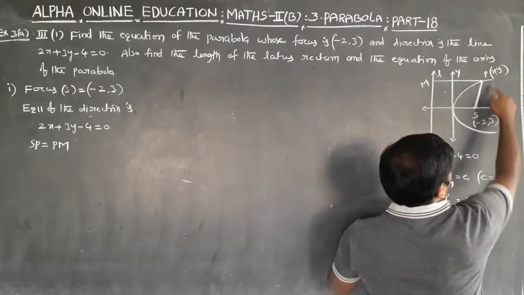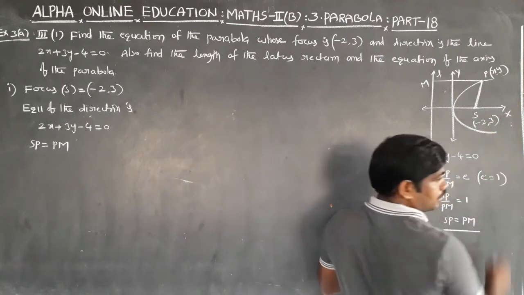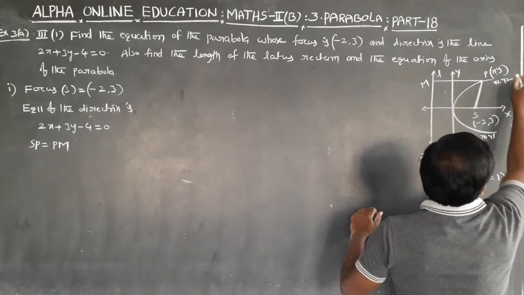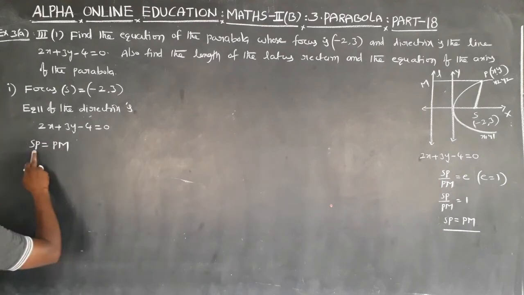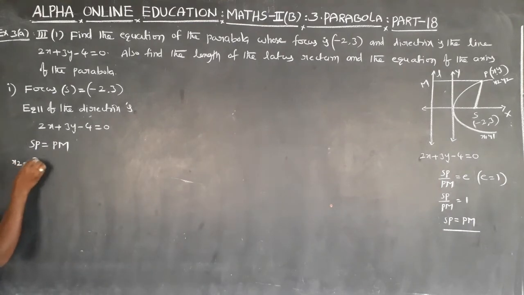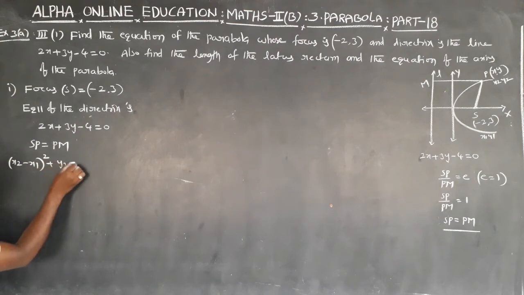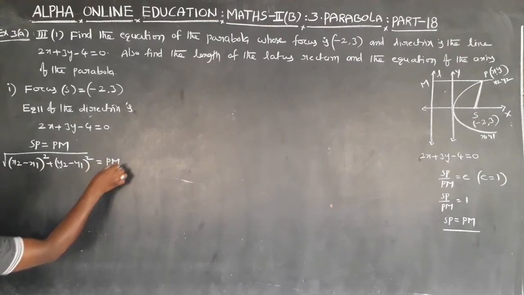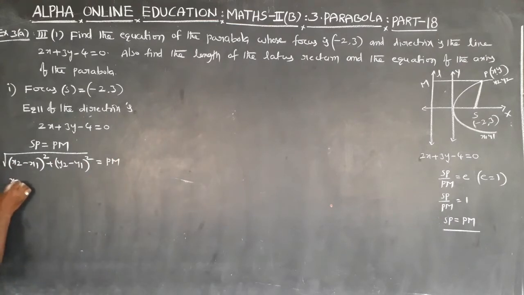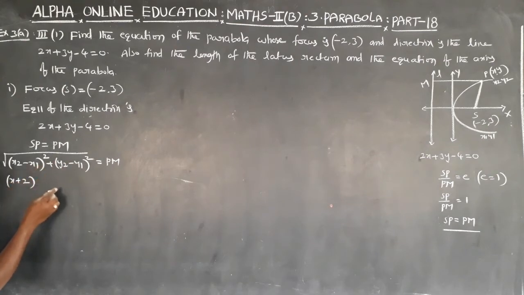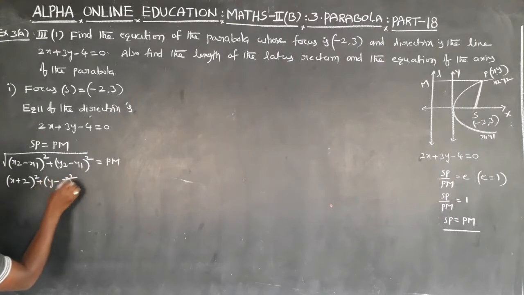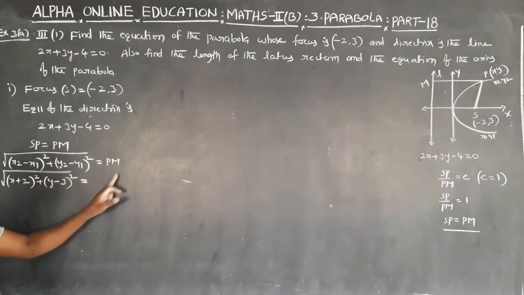SP means the distance between the 2 points. Let S be (x1, y1), P be (x2, y2). The distance between 2 points formula is under root of (x2 - x1) whole square plus (y2 - y1) whole square, equal to PM. x2 is x, x1 is -2, so minus into minus is plus 2, whole square, plus y2 is y, y1 is 3, whole square, under root is equal to PM.